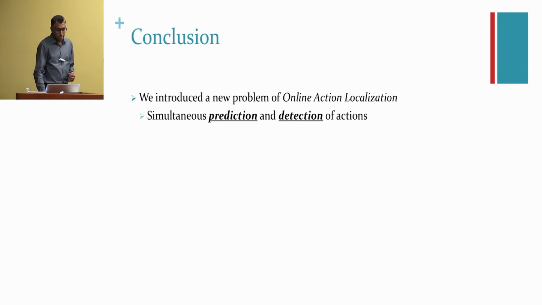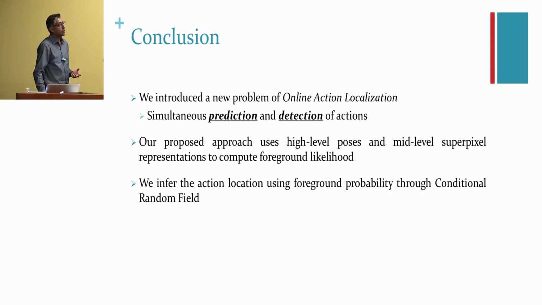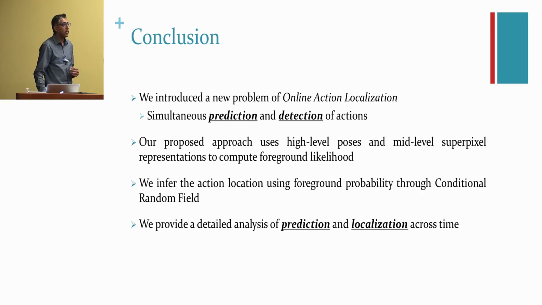In conclusion, we introduced a new problem of online action localization, which simultaneously predicts and detects the action. We proposed a new approach which uses poses in combination with superpixels to get a foreground likelihood score. We inferred the action location using a conditional random field, such as shown earlier, and we provide a detailed analysis of how the prediction varies with time as well as localization.